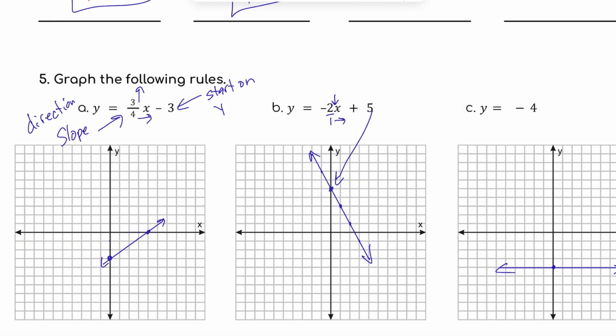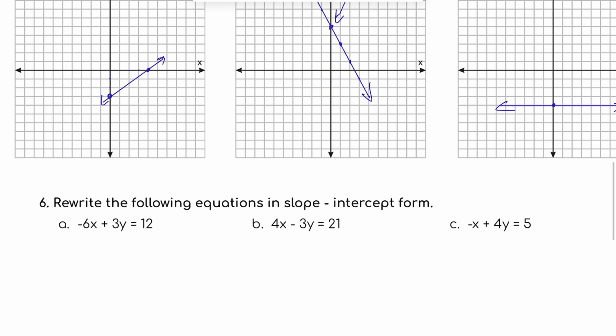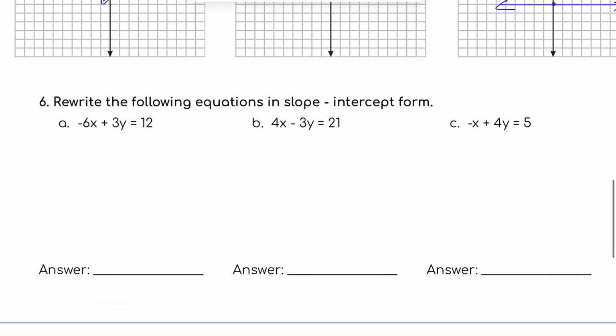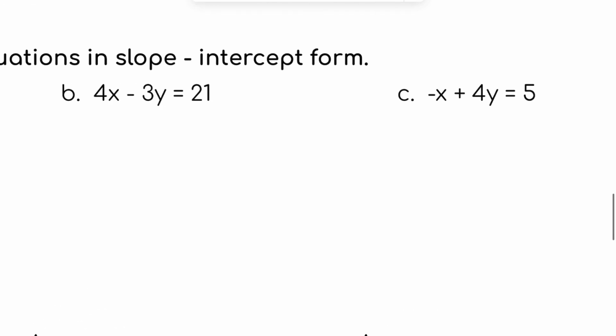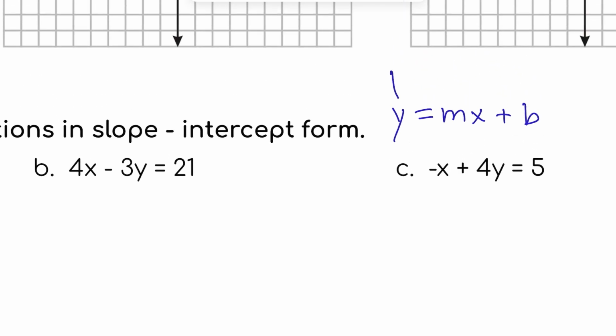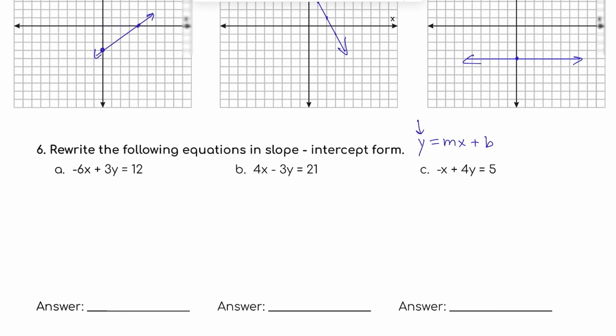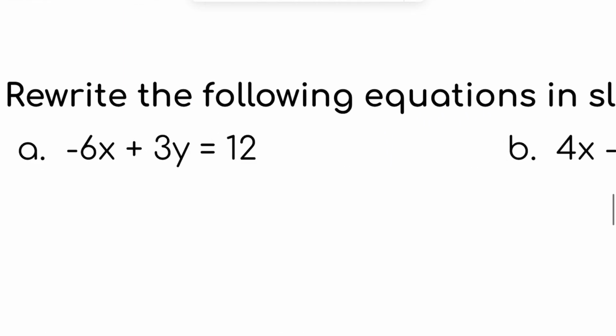Okay, so picking up where I left off here. For these ones, we're going to rewrite the following equations in slope-intercept form. Remember, slope-intercept form is y equals mx plus b. So the goal here is to isolate y. On this first one, here's my y.